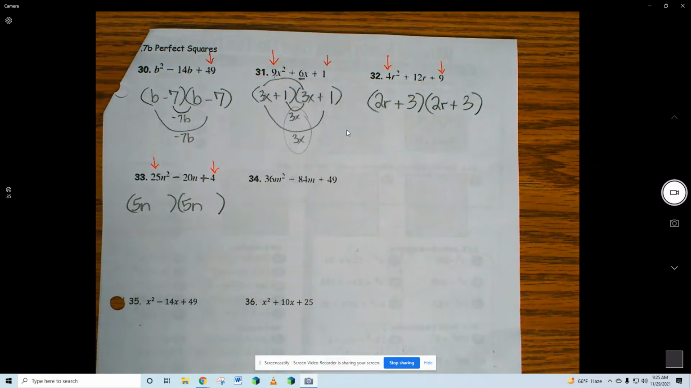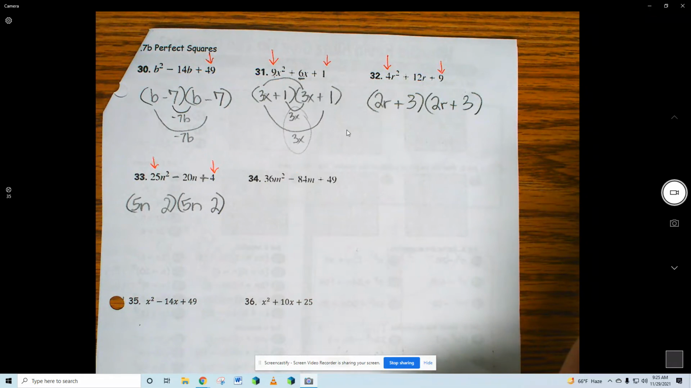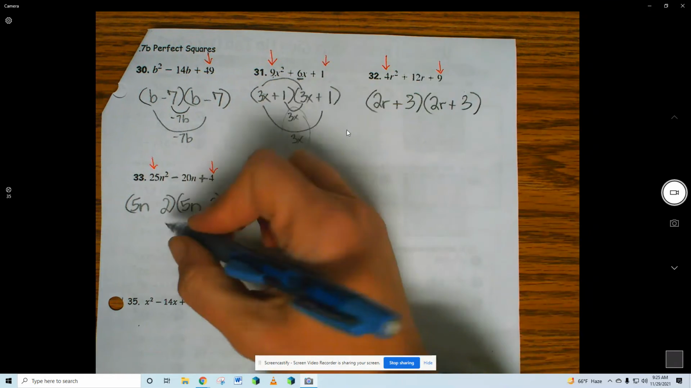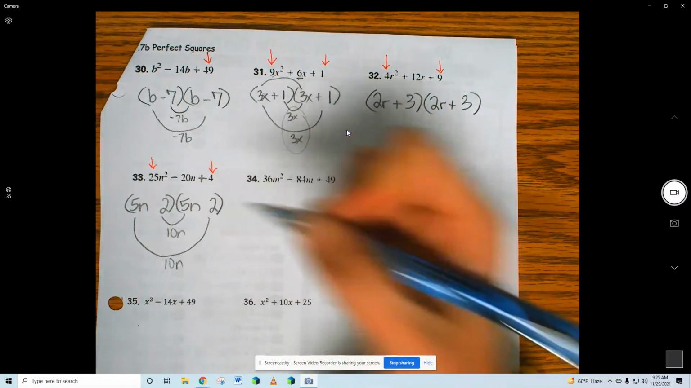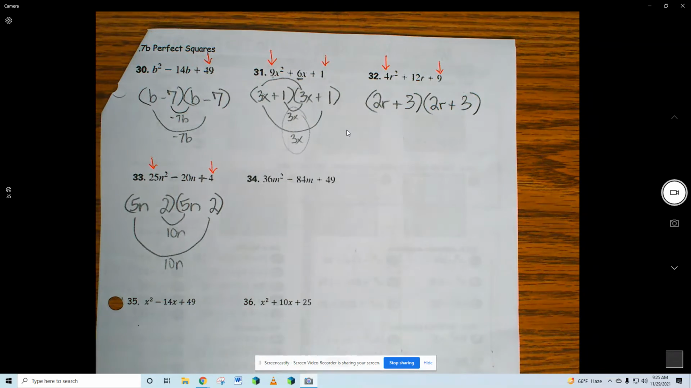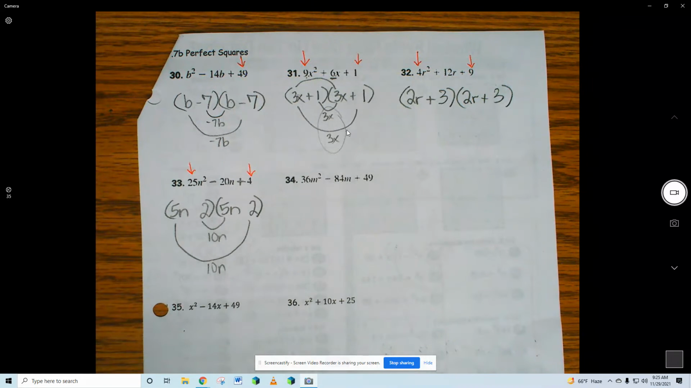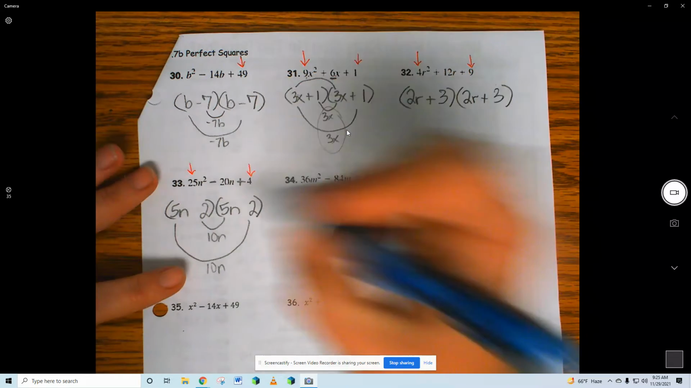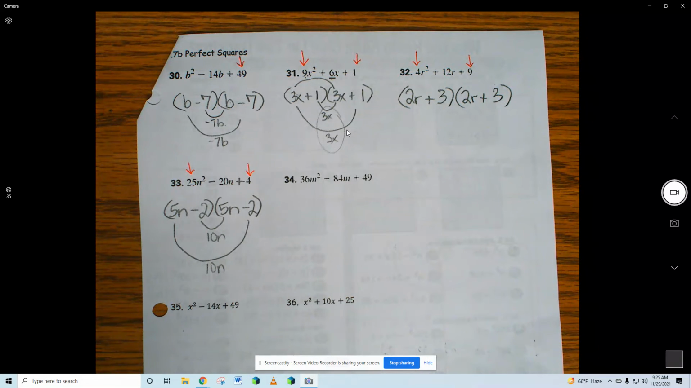What makes 4? So this is 10n. Outside, inside. 10n. What makes 10? Or I'm sorry, it has to make 20. I needed to make a negative 20. What signs am I going to put? They have to be the same. Both negatives. So your answer is the 2 parentheses for all these.